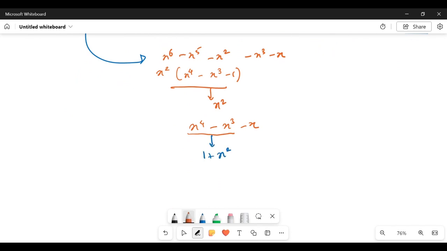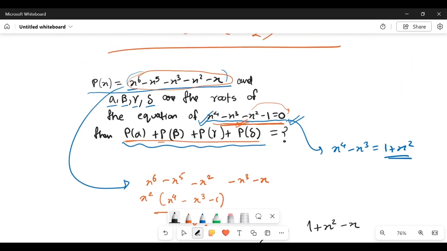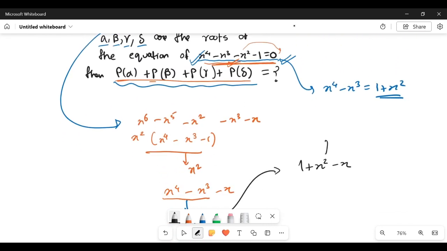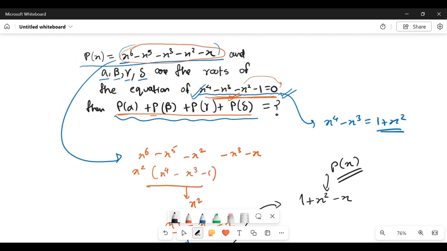So now our equation becomes 1 plus x square minus x. What is this? This is basically p(x). This is now a new p(x), right? So I've simply modified, or you can say manipulated, this large equation into this small looking equation, right?